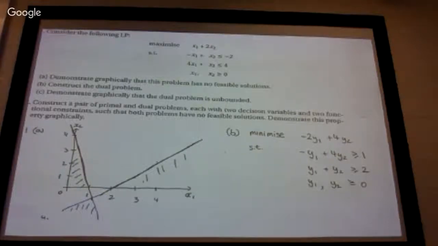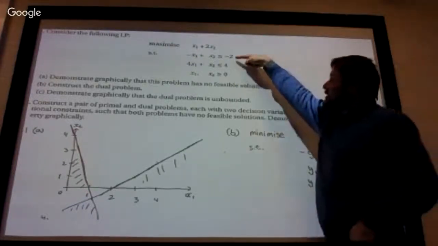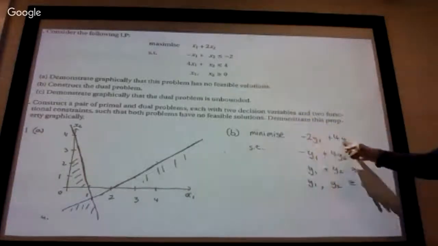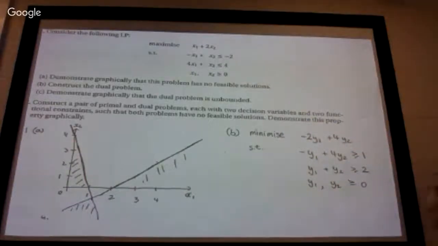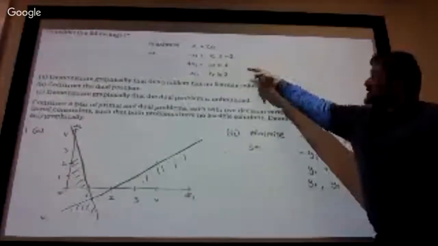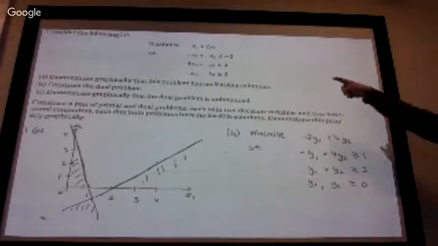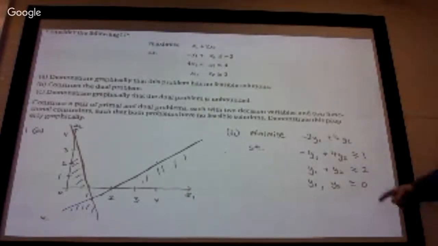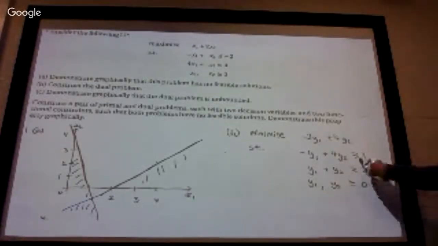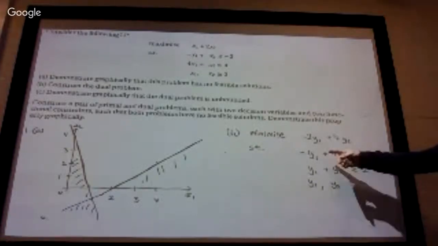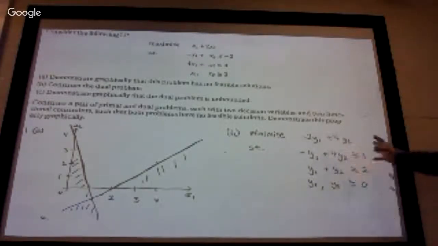Yeah. The dual is simple. Because there are two constraints, there are two decision variables in the dual, and as always, the right-hand sides become the objective coefficients. The objective coefficients become the right-hand sides. Maximize changes into minimize. Signs flip round, and the coefficients get transposed. So this is the dual problem.